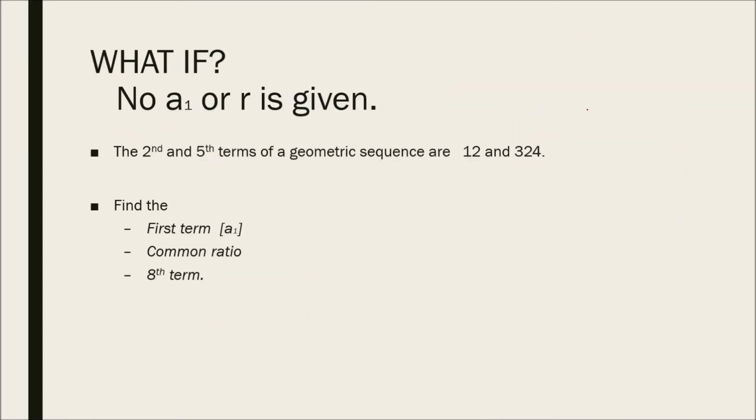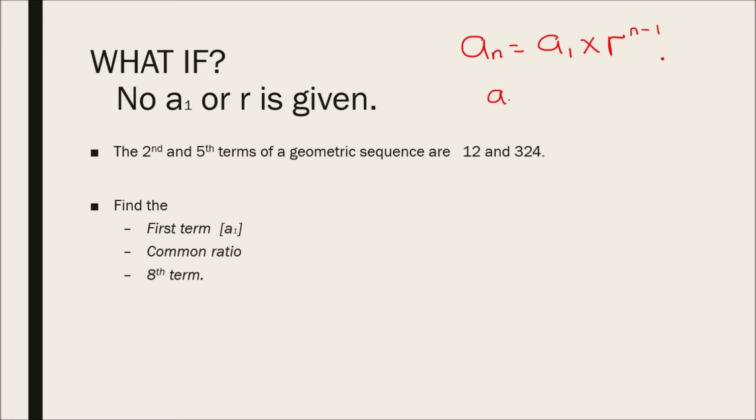Now what if they don't give us a1 or they don't give us r? How are we going to find them? So we can see the second and fifth terms of a geometric sequence are 12 and 324. Now bring back our formula, an equals a1 times r to the power n minus 1.